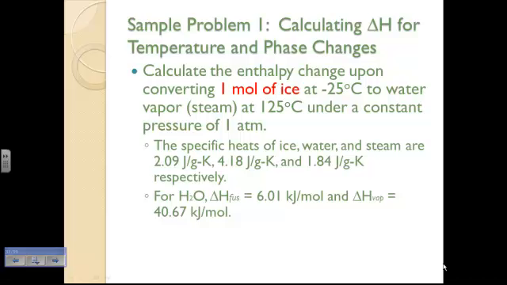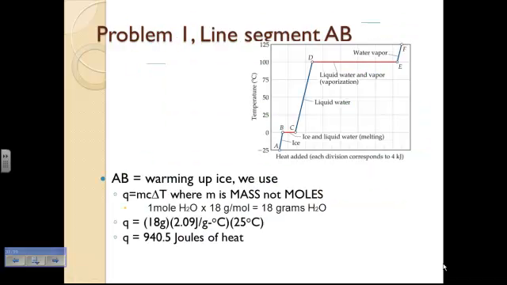We don't have to memorize all three of those values. They're typically provided in the story problem. The other constants we've just written today for the first time. The heat of fusion, given to us, is 6.01 kJ per mole, and the heat of vaporization for water, 40.67 kJ per mole. Those values are just there, so they're handy as we go through and begin solving each line segment one at a time.